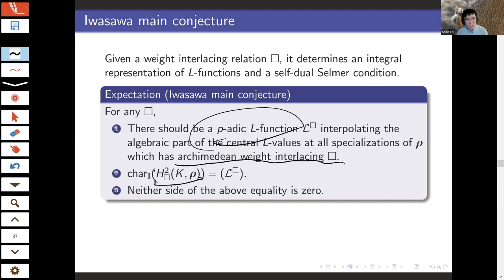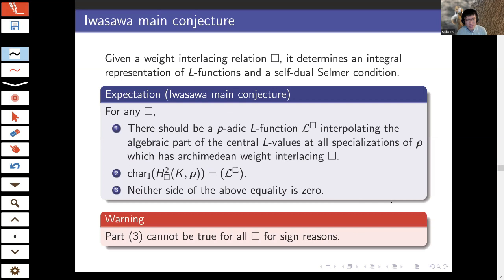This H2 is not a typo. H2 of compact support should be like the dual of the H1, p-divisible. This is the usual scene you would see in an Iwasawa main conjecture. And furthermore, we might want to say that now it's about zero. So in particular, H2 is torsion, and L is non-zero, meaning generic non-vanishing.